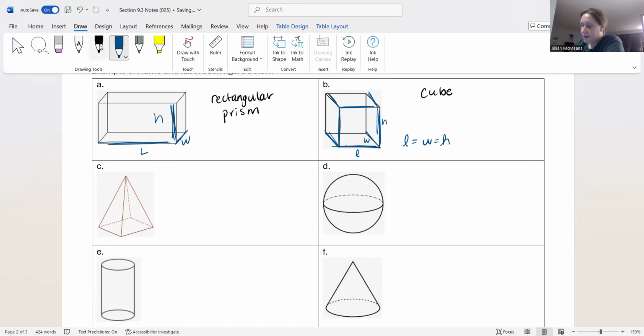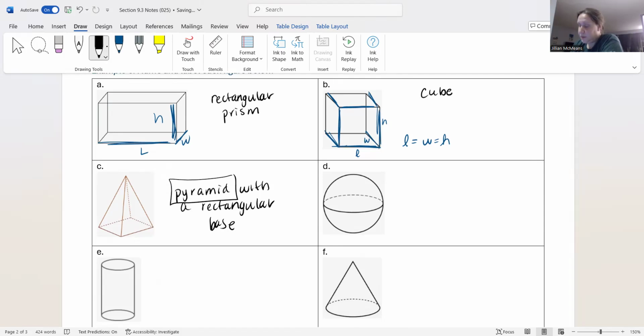Next up, we have a pyramid with a square base. Well, I don't want to say square. I'm going to say with a rectangular base. That'll be a little bit more accurate. You could have a pyramid with a triangular base. So just know that you could really have any. I like this pyramid with the square base, so that's what we're going to work with.